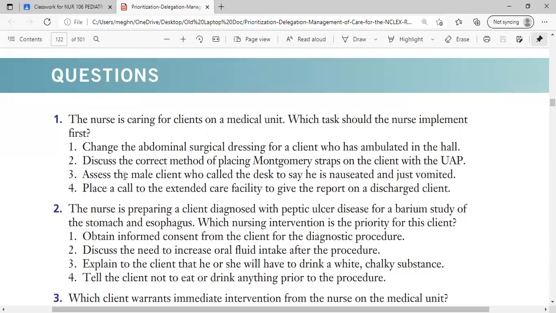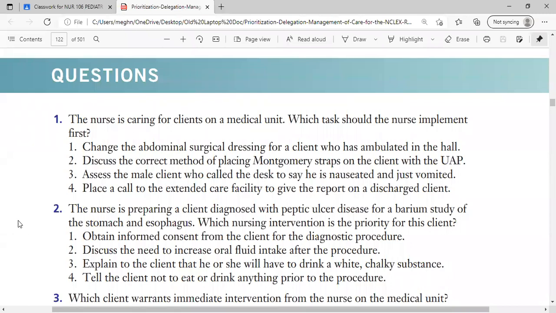So out of four patients, who is the most emergent, or what are the priorities? We will discuss the correct answer and the rationale for why it is correct, and also the rationales for why the other answer options are incorrect.